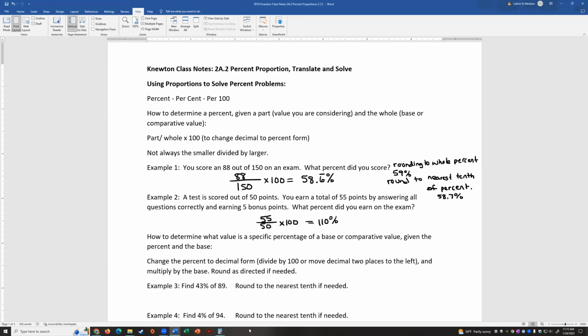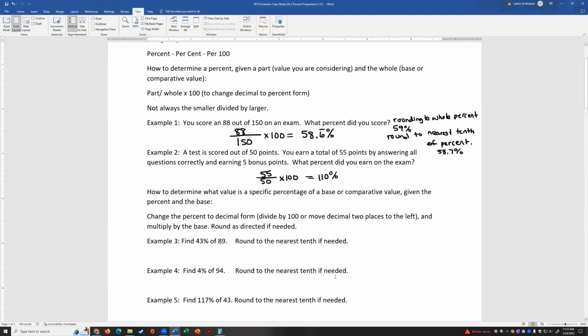Okay. How to determine what value is a specific percentage of a base or a comparative value, given the percent and the base. Change the percent to decimal form, which means dividing by 100 or moving your decimal 2 places to the left, and then multiply by the base. If someone's asking you to find a percent of a number, that is when we use the decimal form of the percent times the number. So 43% of 89 would be 0.43 times 89.